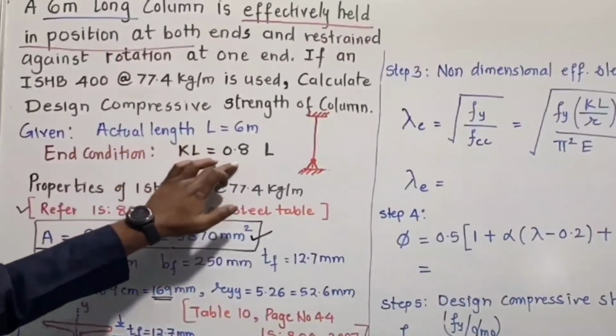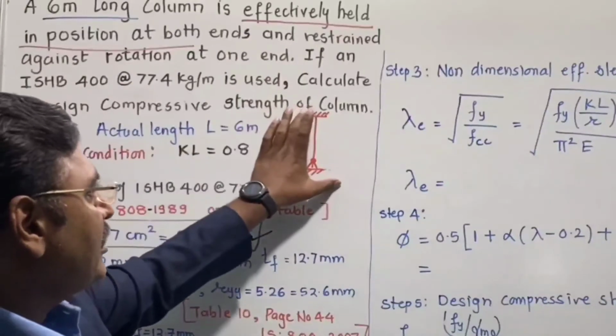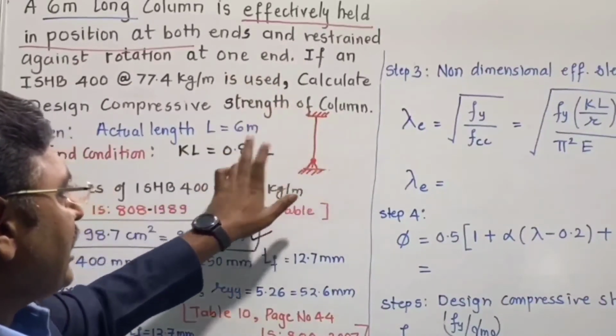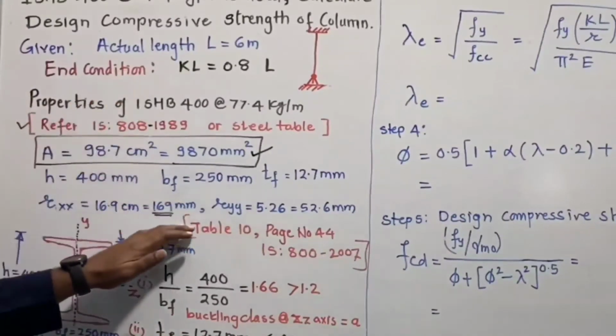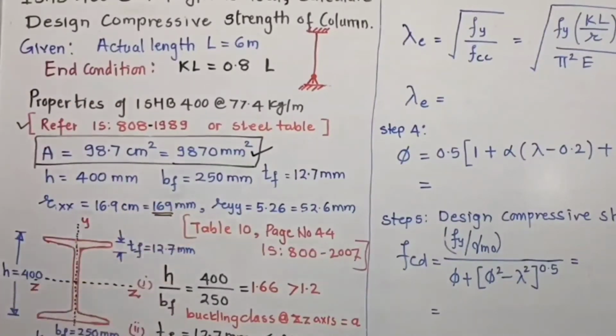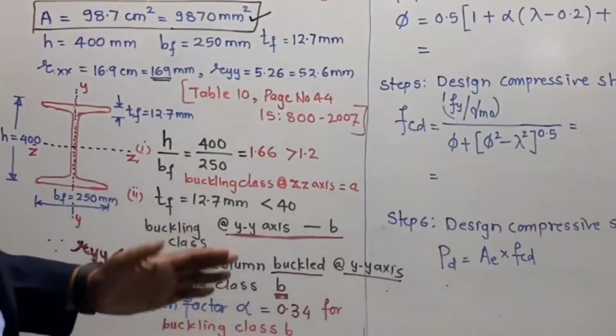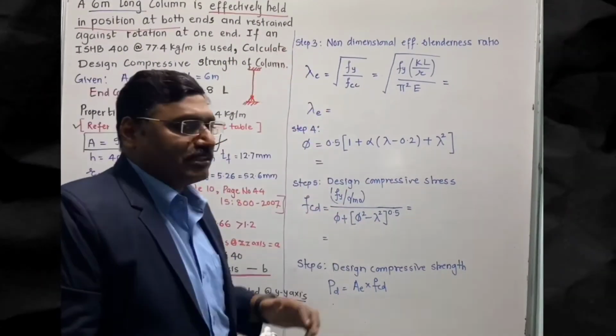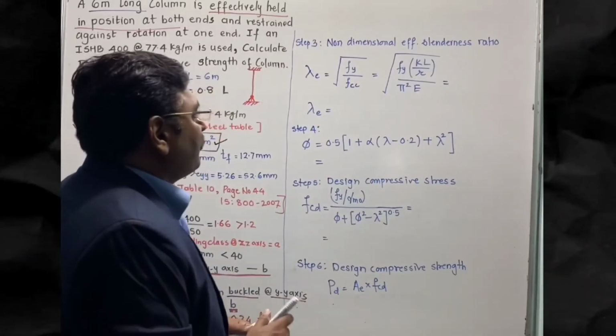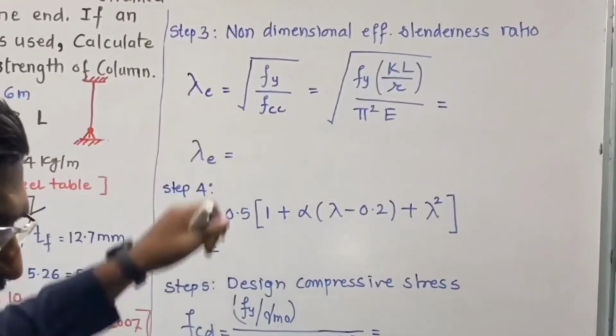Now this numerical will remain same while calculating the non-dimensional values. While calculating the value of FCD, you have to calculate KL, based on your end condition, one end fixed, other end hinge, KL is equal to 0.8 L. Then you have to find out the properties of the section and also the buckling class and alpha. So this step remains same, only the last 3 steps are changed. That is, we will calculate lambda using this formula.